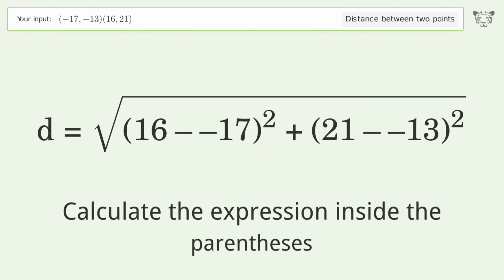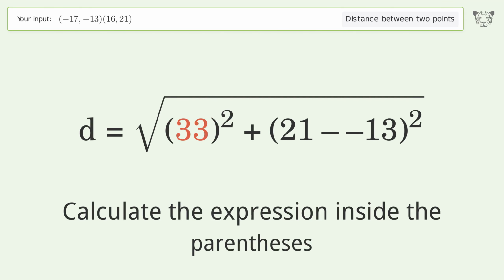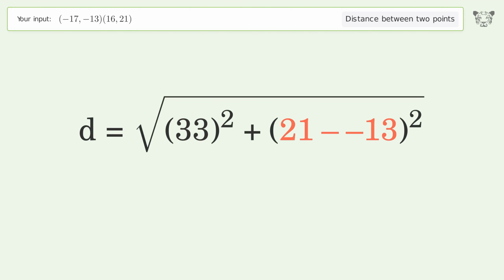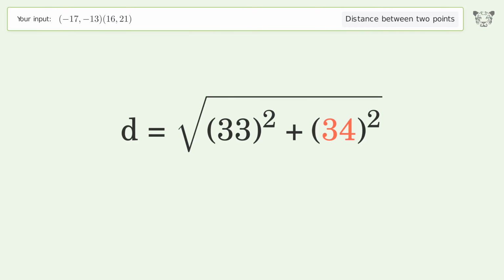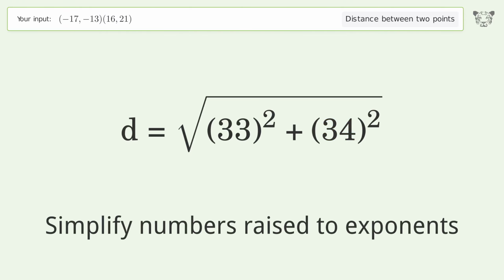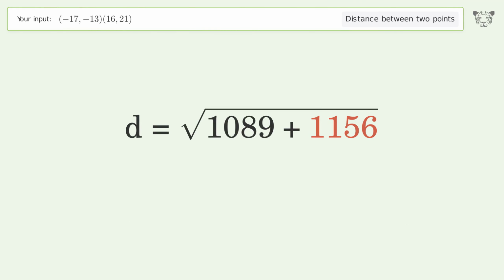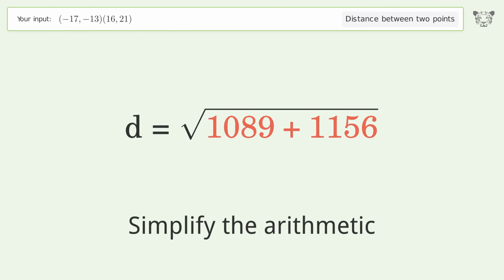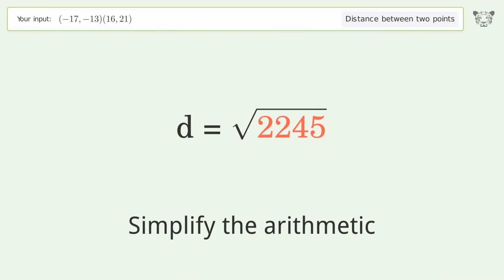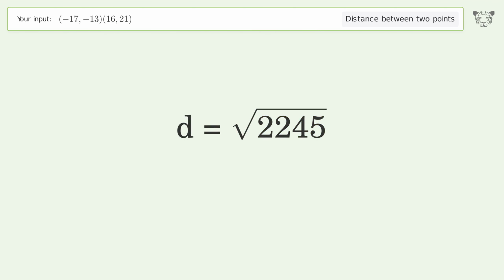Calculate the expression inside the parentheses. Simplify numbers raised to exponents. Simplify the arithmetic. And so the distance between the 2 points is the square root of 2,245, or 47.381.